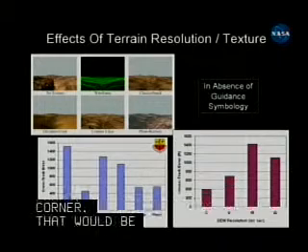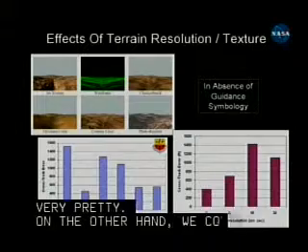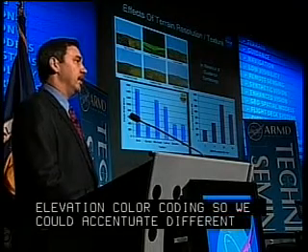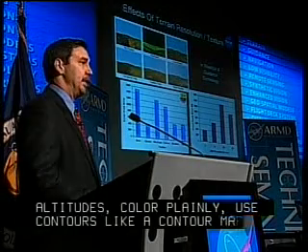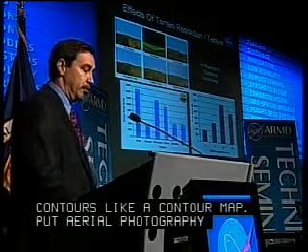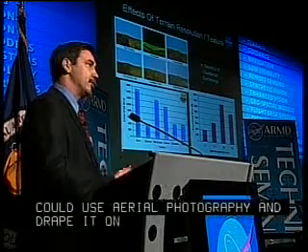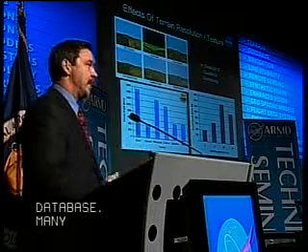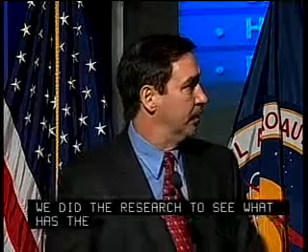On the other hand, we could color the terrain using elevation color coding, so we could accentuate different altitudes. We could color it plainly. We could use contours, like a contour map that you might see. We could even put aerial photography, where we could actually use aerial photography and drape it on top of that database. So many methods we could do in order to provide that. And so we obviously had to develop some research that said what is the necessary, what's required, where do the goods and the bads of these techniques lie. So we did a series of research studies, and this is just one of them as an illustration.